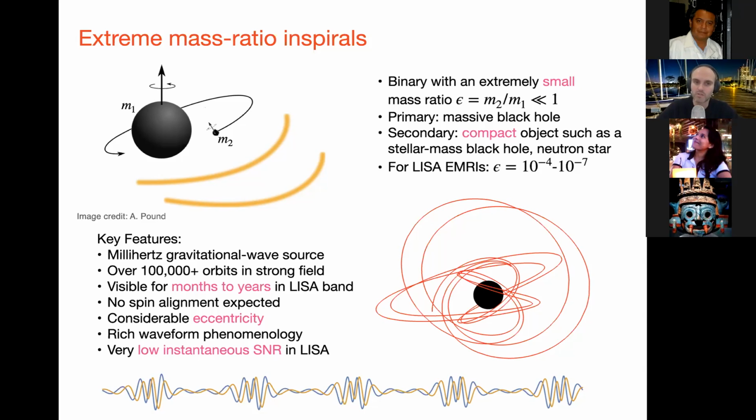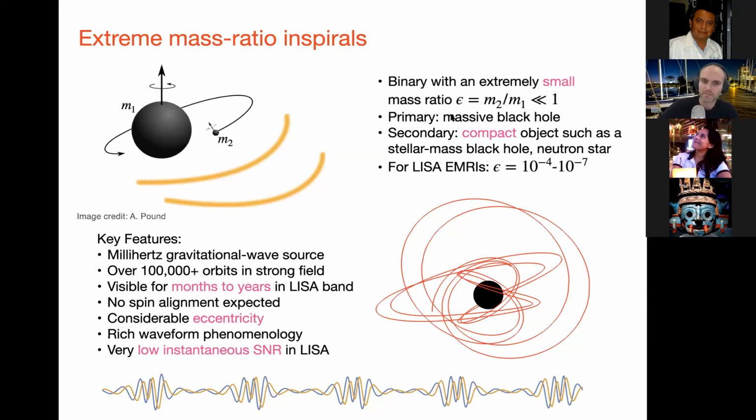In principle, these two things could be spinning, and there's no particular reason to believe that the spins would be aligned in any way for most formation mechanisms you'd expect for these systems. I won't say too much about spin in this talk, but I will mention it on a couple of slides. I'm going to define the mass ratio epsilon, what we call the small mass ratio. It's the smaller mass divided by the bigger mass, so this is a number which is much less than 1.